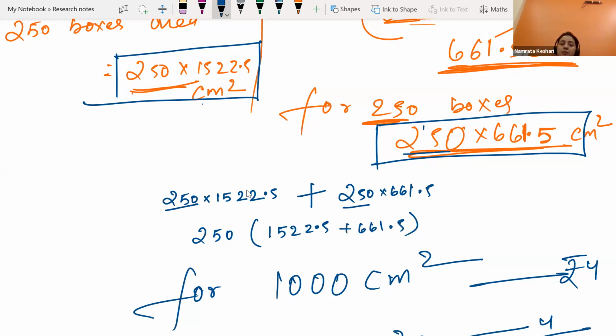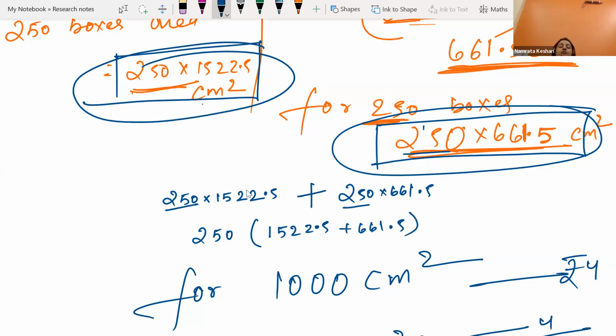Let's add these two decimal numbers. Basically we want to add this one and this one. That is exactly the final total area of the cardboard which is required for making the bigger box and for making the smaller box. 250 bigger boxes and 250 smaller boxes, we have kept everything like overlap in mind, and then we have got this area. We are adding these two and we'll be getting it.